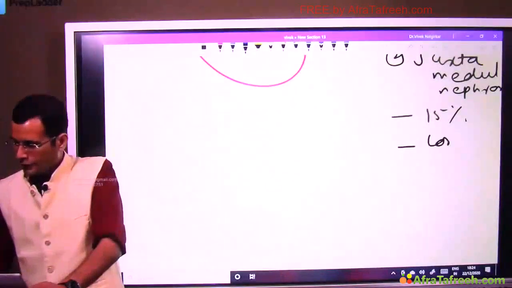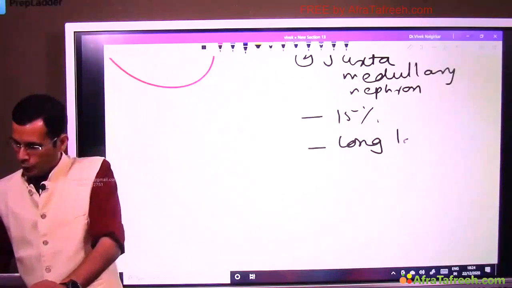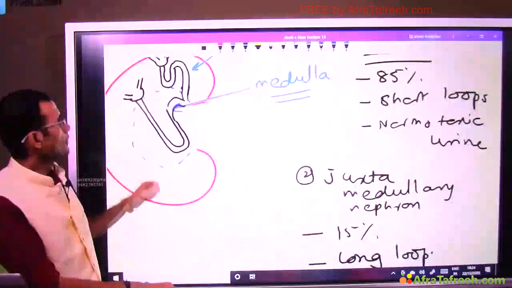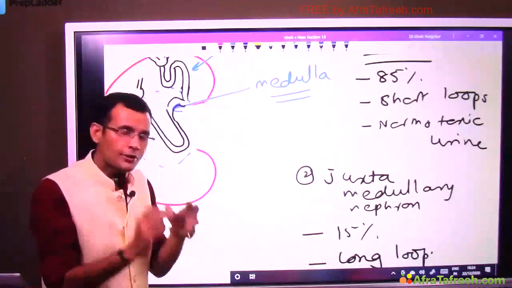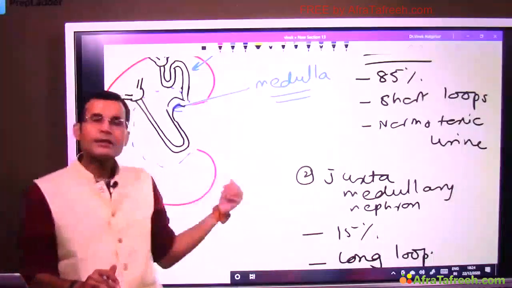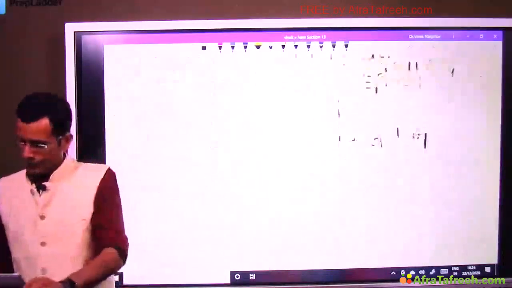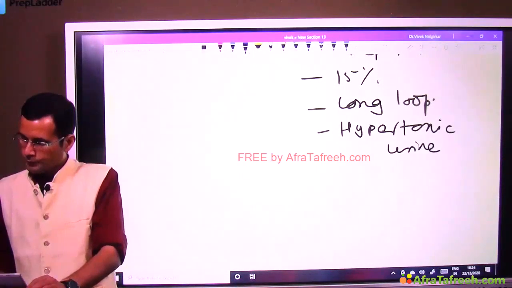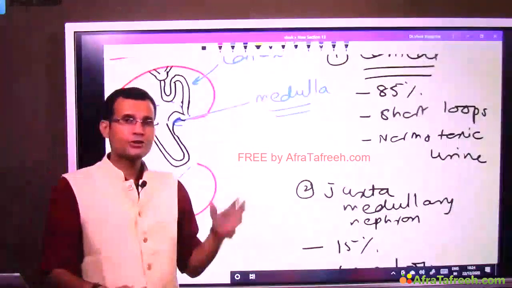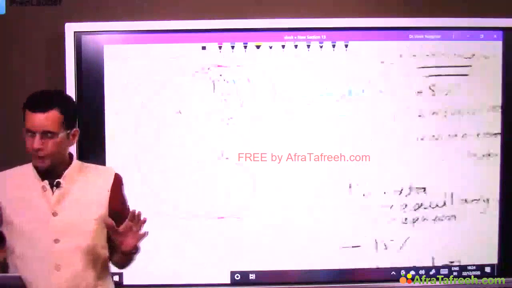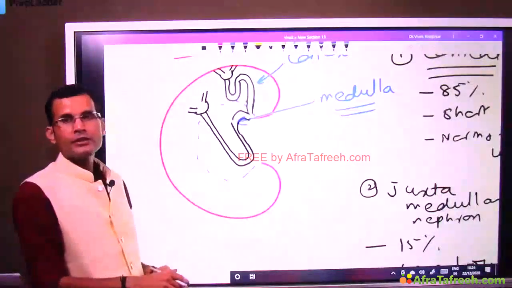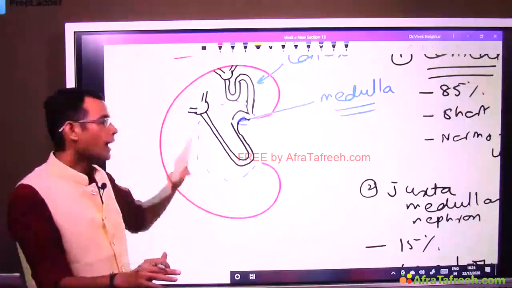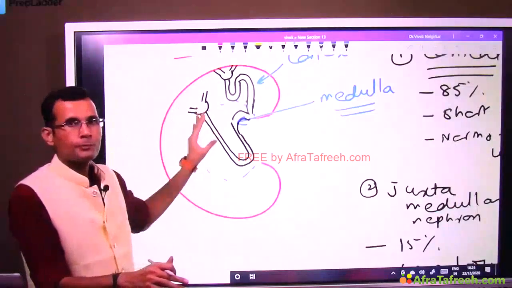So let's write it down. Juxtamedullary nephron has long loop, and the most important part is that the concentrated urine is formed by these 15% nephrons. Hypertonic urine, formation of a hypertonic urine is the function of these 15% juxtamedullary nephrons, right? So these two populations of nephrons can be seen in the kidney. But if you have noted, all the glomeruli are essentially located in the cortex only.